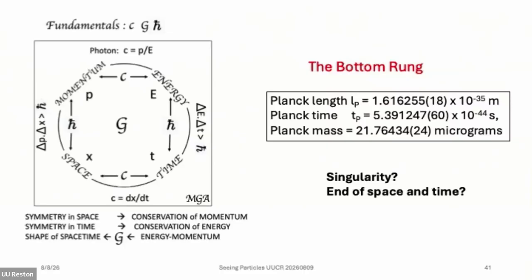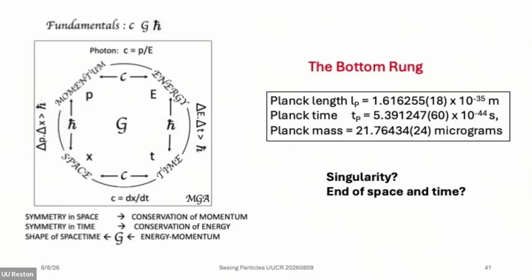But when you put those three constants together, you can measure them in the laboratory, the speed of light and so on, very precisely, and you can put them together to make a length called the Planck length, and it's 1.61625, with 18 being the uncertainty in the last digits, times 10 to the minus 35 meters. So that is perhaps the very smallest piece of space you can have. The Planck time, which is 5 times 10 to the minus 44 seconds, is the time it takes light to go that length.